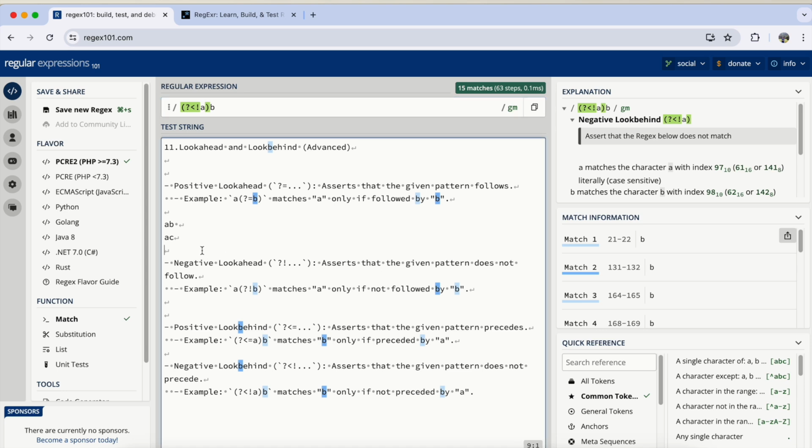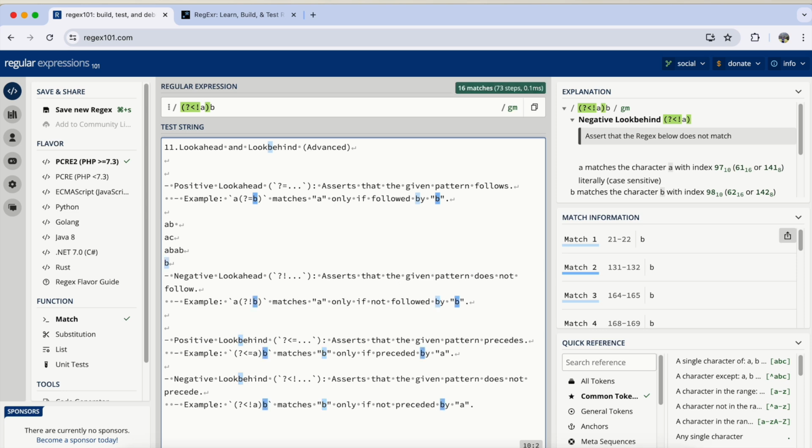Wherever there is AB, right? B C. So here also it is not matching because B is preceded by A. Here B is matched because B is not preceded by A. All the strings where B is preceded by A are not matched, and if the B is not preceded by A, it is matching. This is called negative look behind.